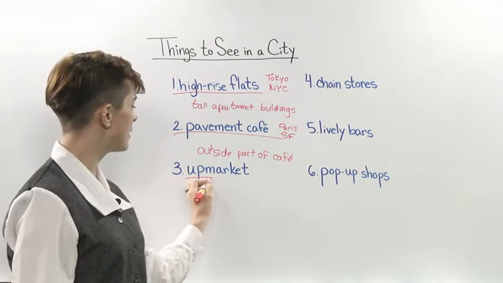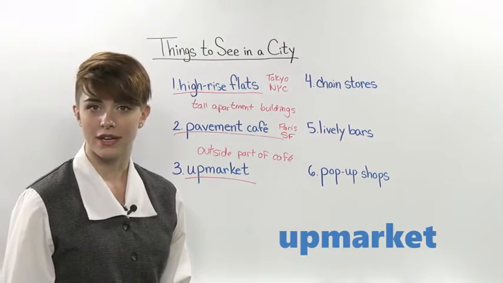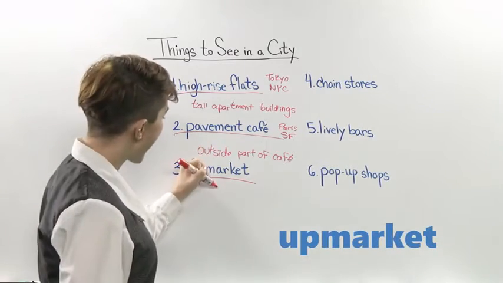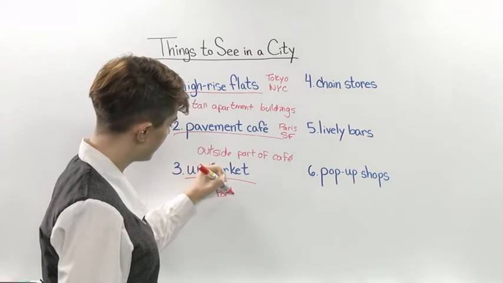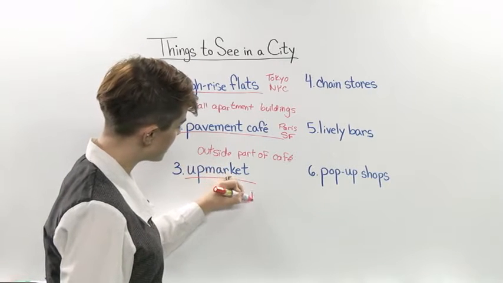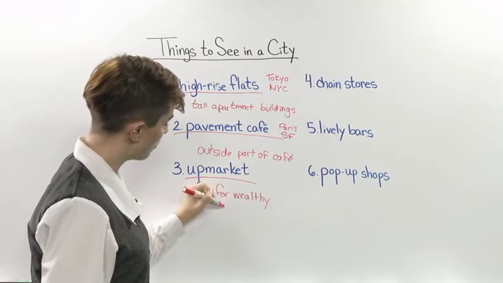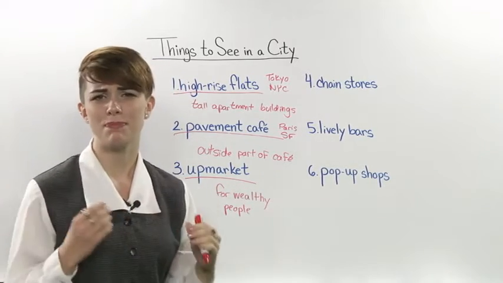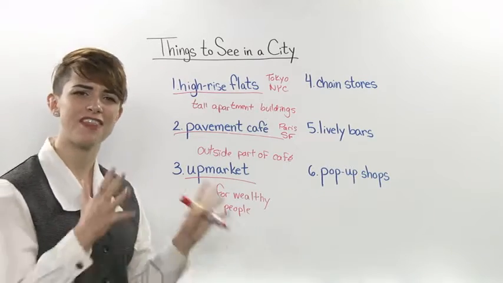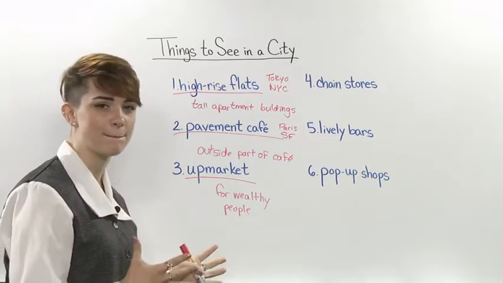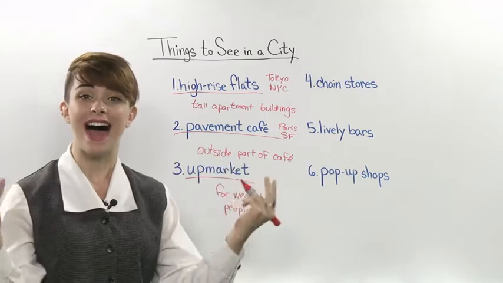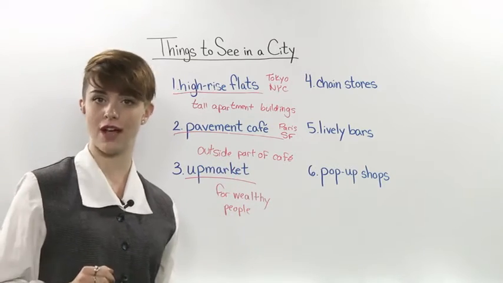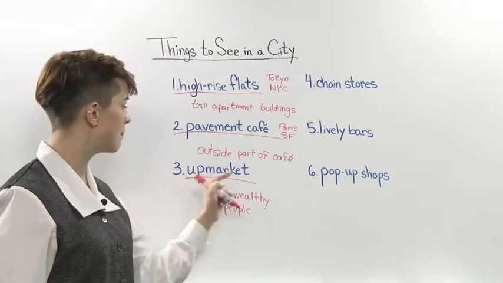Next on our list, we have the word upmarket. Upmarket is an adjective. Something that is made for wealthy people. Most people cannot afford something described as upmarket. If you have a high income, you might like to shop at a place that is upmarket.